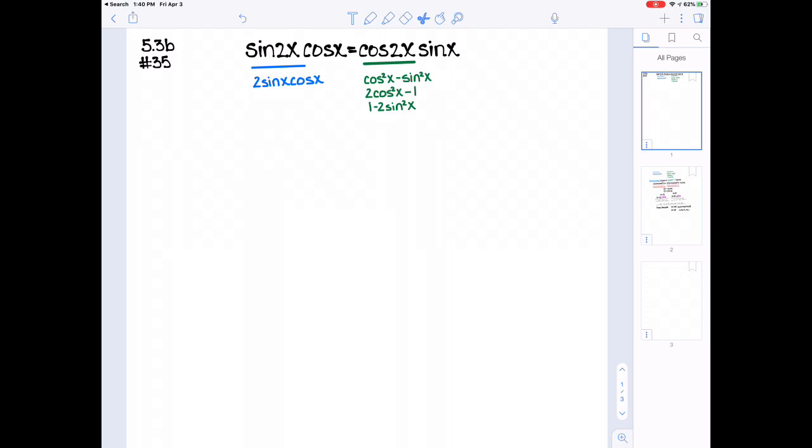In blue, I have written the double angle formula for the sine of 2x, and in green, I wrote the double angle formulas of cosine of 2x. There is only one option for the sine of 2x. Since there is only one option, I'll make the substitution for sine of 2x, 2 sine x cosine x. I still need to decide what I want to substitute in for cosine of 2x.